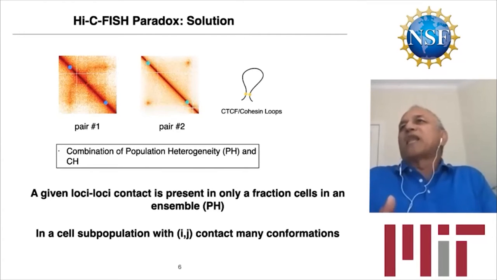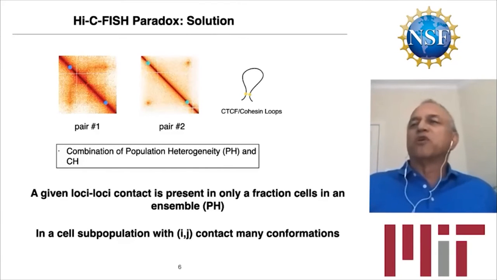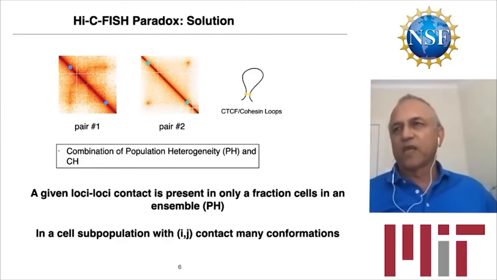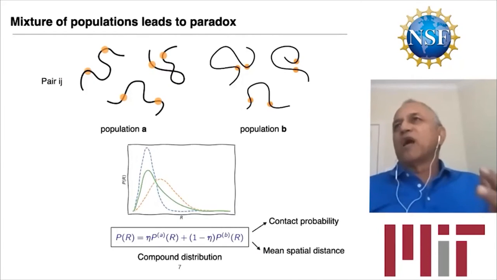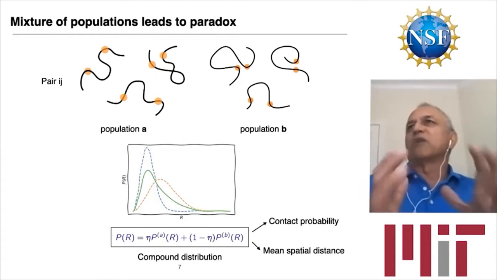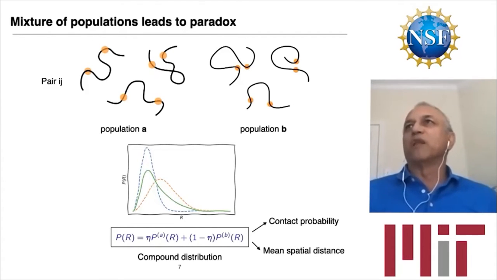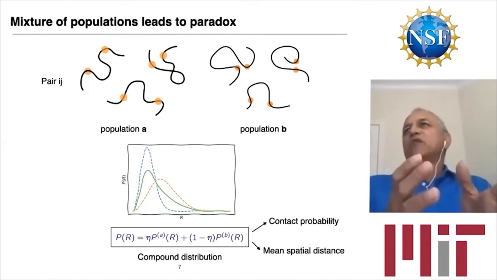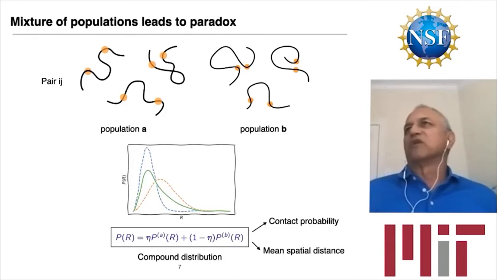The Hi-C experiment, in fact, averages over that, thus obscuring the fact that you could have this heterogeneous organization. So let's think about how this happens. On the left-hand side is a pair, IJ, in a subpopulation of cells, which is labeled A. And on the right-hand side, a contact forms in a subpopulation B. You can see that on both sides there is conformational heterogeneity. There are three conformations that are chosen on the left, and three conformations on the right.